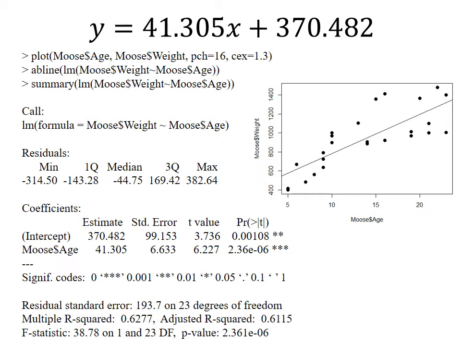It's called abline, A-B-L-I-N-E. Now what we do is we do abline, open parenthesis, and then we do lm. That means linear model. Fit a linear model to this. Then we do another open parenthesis, and notice now I've got moose$weight, the weight column out of the moose data frame, and then a tilde, and then moose$age.